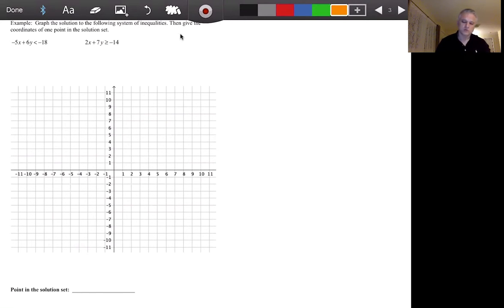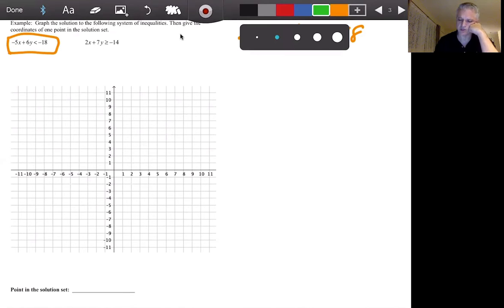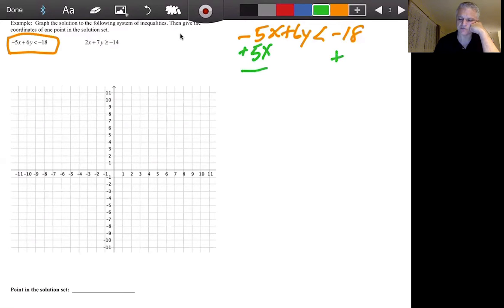So let's graph, let's go with this guy up here first. If we're going to graph him, let's bring him over here. Okay, so we want to get y isolated. Okay, we want y all by itself. So remember we did this last notes. We have to cancel with addition and subtraction that negative 5x. Well, since it's negative, we're going to add 5x to cancel it to 0. Okay, add 5x, add 5x.